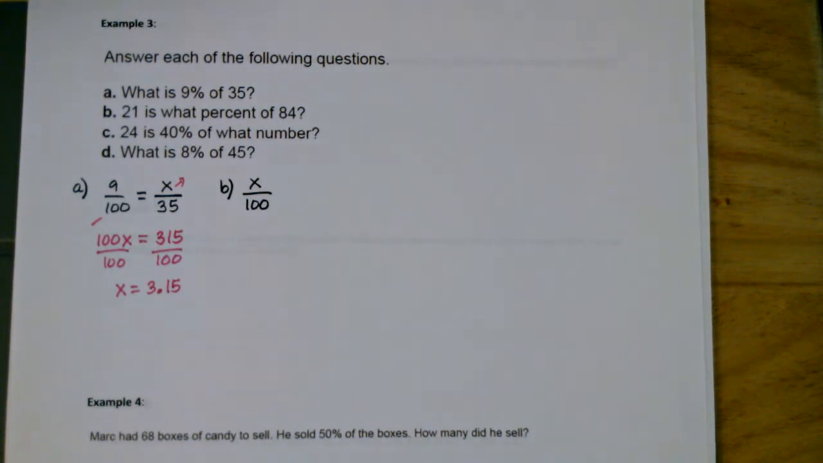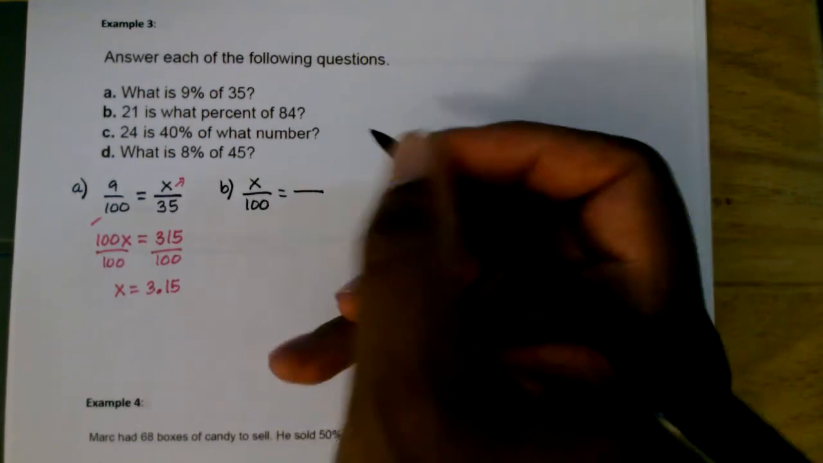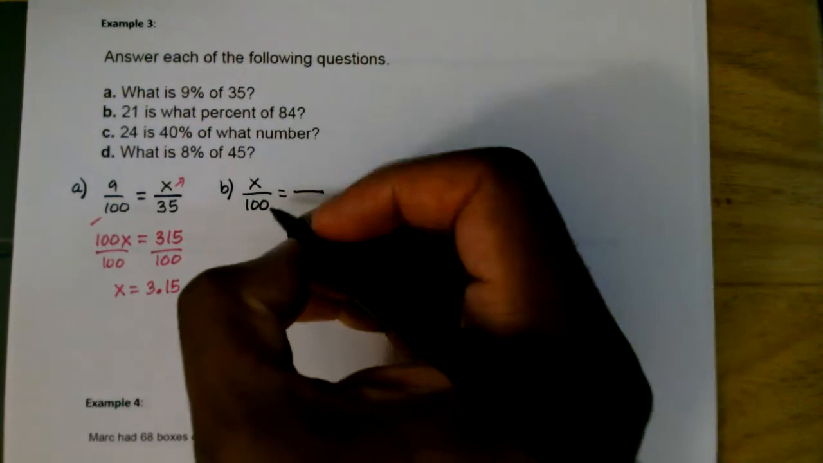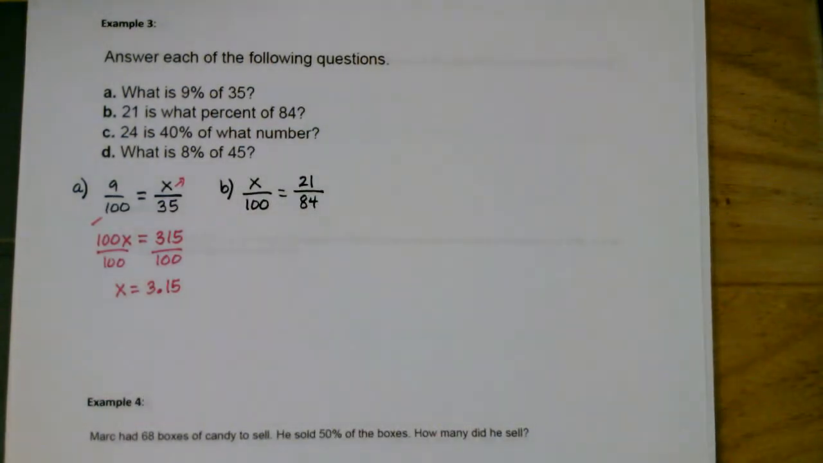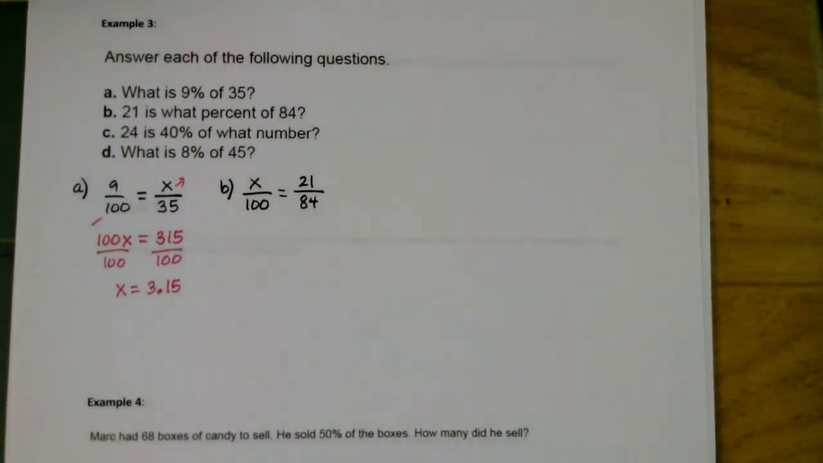Okay, so we're looking for what percent, which is that number over 100. And then that's equal to, again, whatever's after the word of goes in the denominator. Of 84, that means the 84 goes in the denominator. The 21 must go on top. The number after the word is goes in the numerator. The number after the word of goes in the denominator. So this is our proportion. X over 100 is equal to 21 over 84.